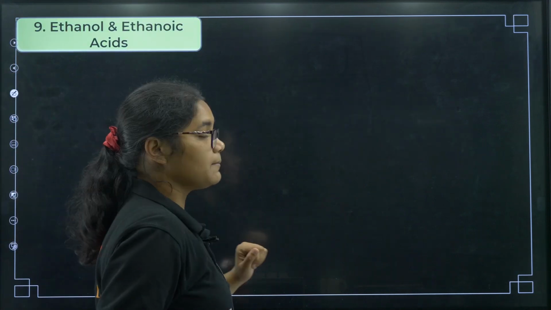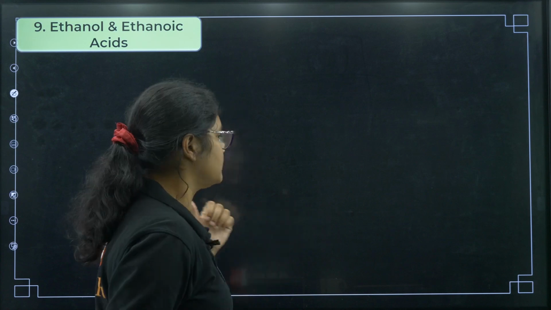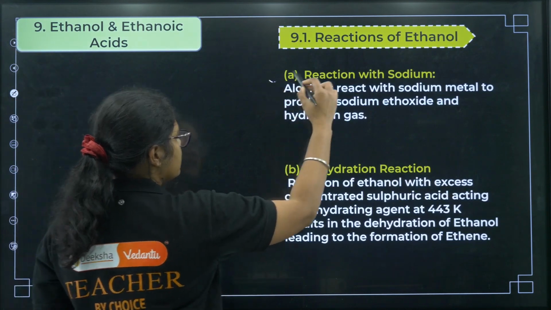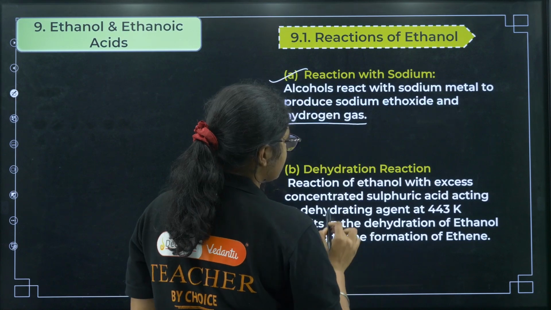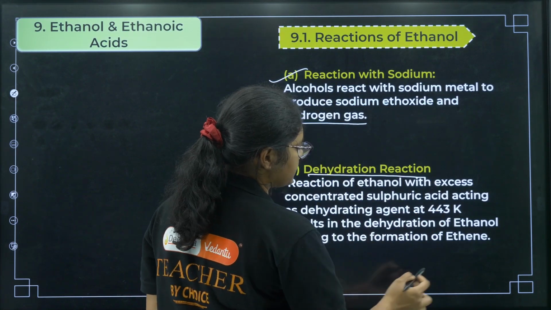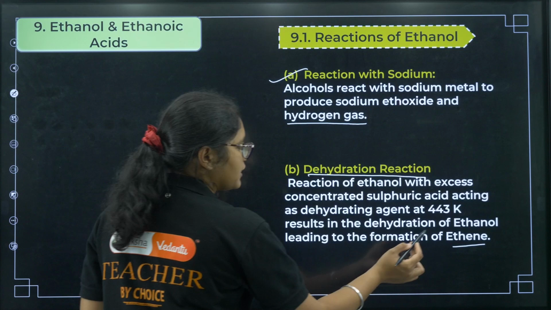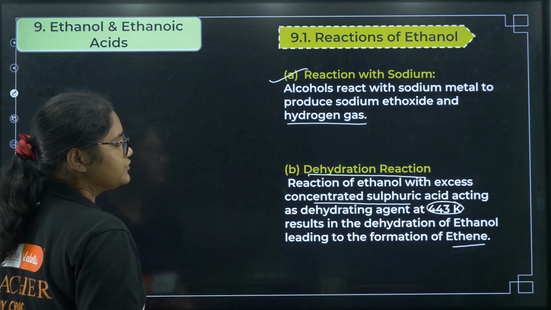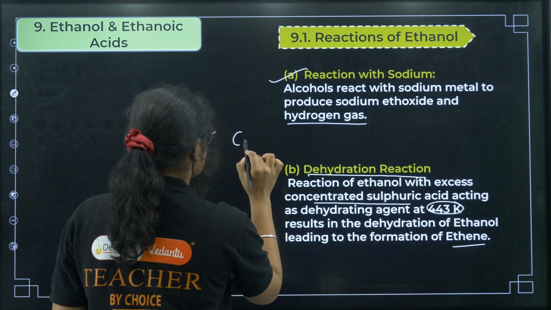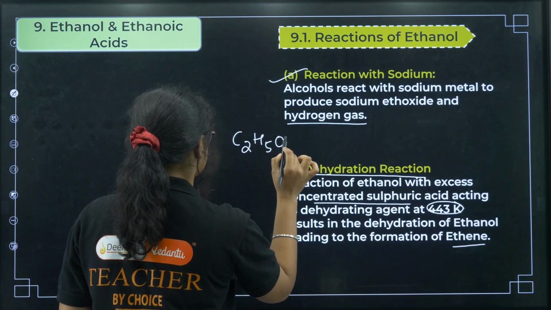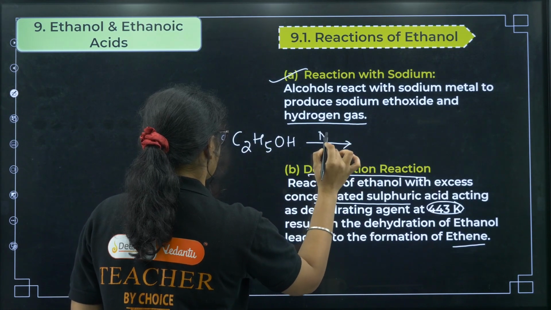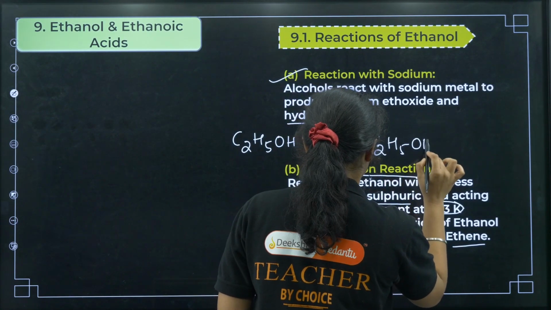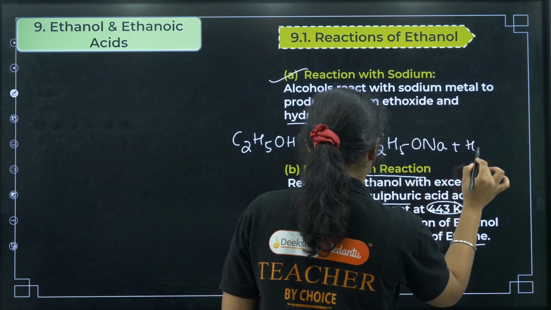Next we have two important compounds, ethanol and ethanoic acid. Let us quickly check the reactions of ethanol. First, ethanol reacts with sodium to give hydrogen gas, and it undergoes a dehydration reaction to give ethene. Remember the temperature 443 Kelvin, and the reagent required is concentrated H2SO4. So C2H5OH plus sodium gives C2H5ONa plus H2.